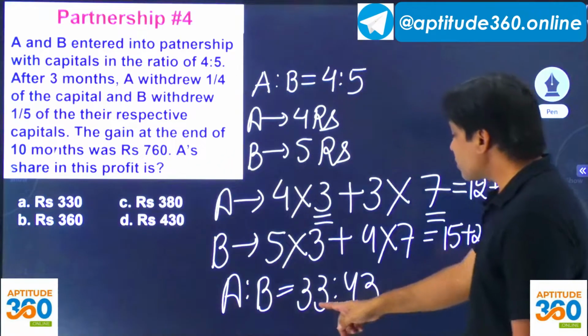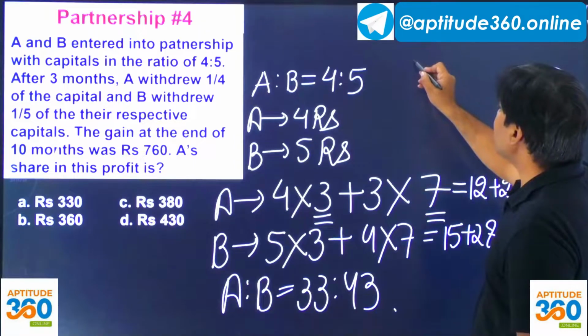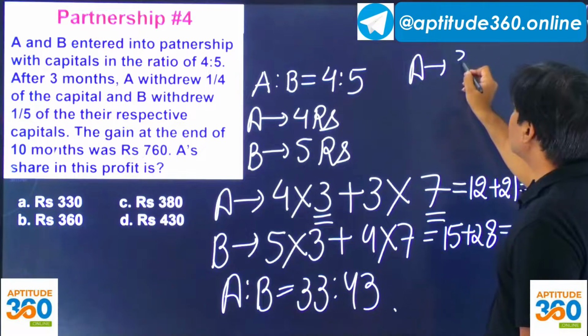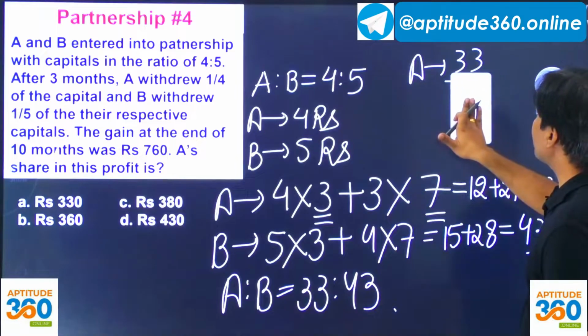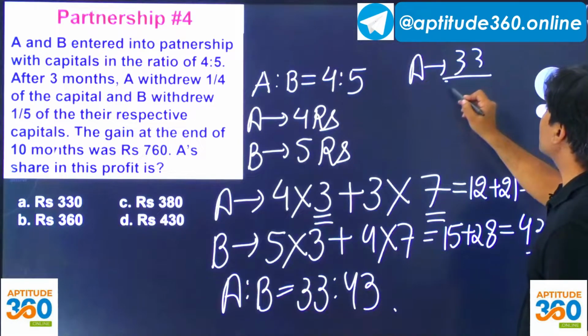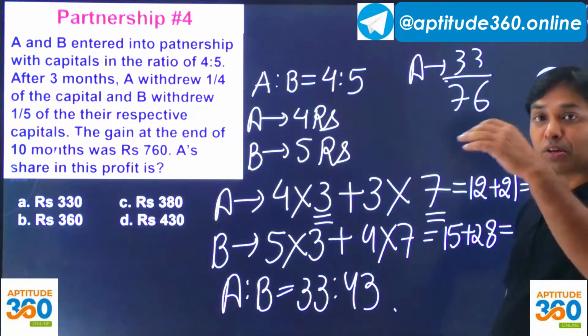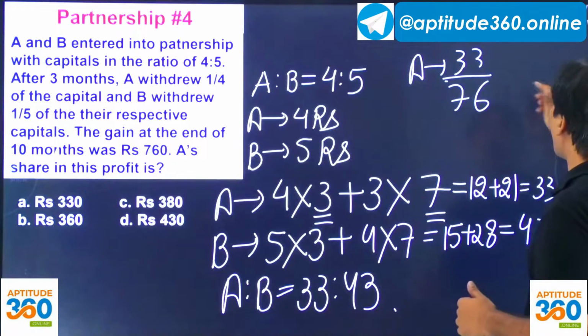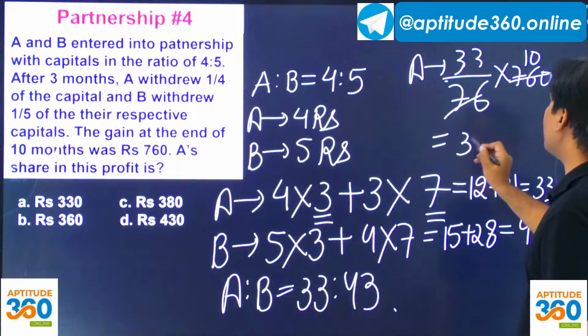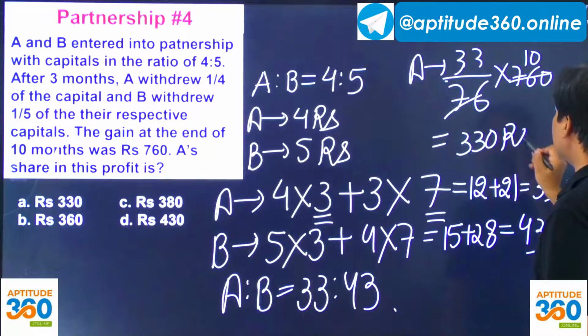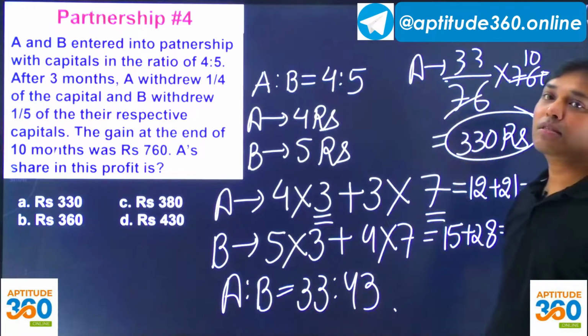What is going to be the share of A, by the way? Share of A is going to be 33 divided by this plus this, which is coming out as what? 76. So A should be getting 33 divided by 76 of the total profit, which is given to you as 760, and this becomes a simple job for you. A gets 330 rupees from the business.